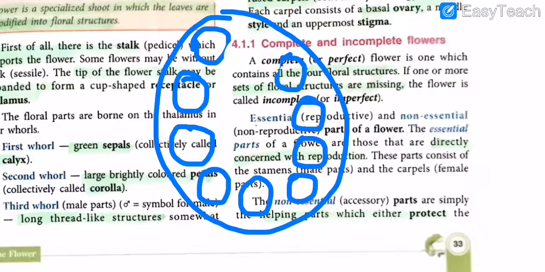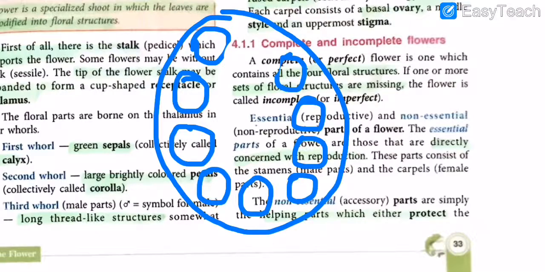If one of the four whorls is missing, be it the petals, the sepals, the androecium, or the gynoecium, we call that flower an incomplete flower, even if one structure is missing. But if all the four floral structures are present, we call them nothing but a complete flower.